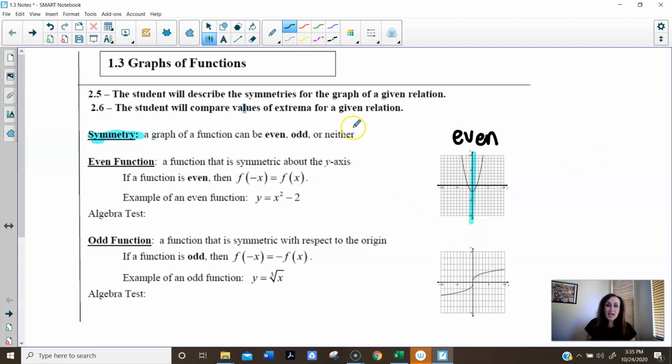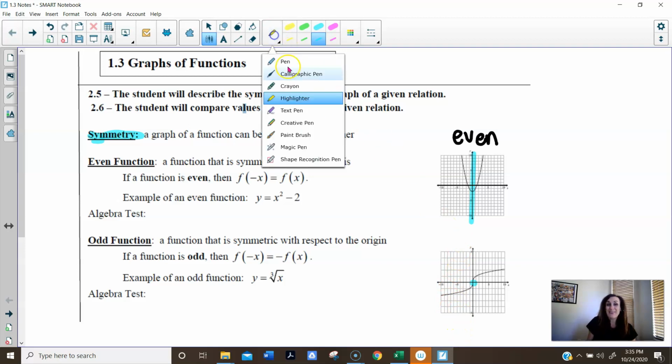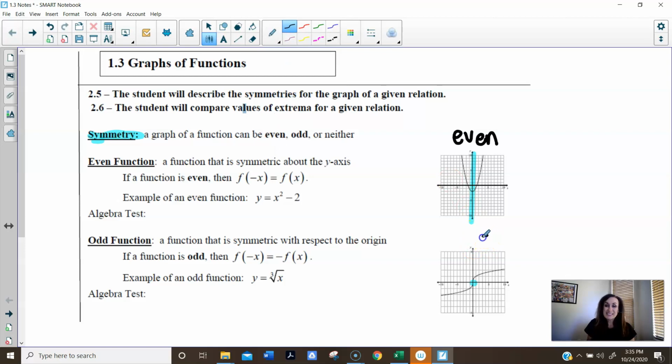Now, an odd function is going to be symmetric to the origin. So here is the middle, here's the origin. The symmetry is that if this flips over the y and then flips over the x, then we know that the graph is odd. So in this picture, you can see symmetry over the origin, which makes the graph odd.